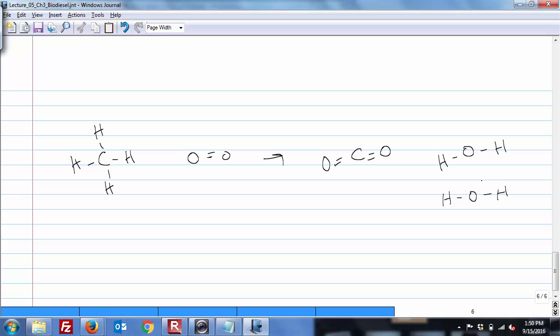How about my oxygens? Well, now I've got 4 oxygens on the right, but only 2 on the left. So I got to add another oxygen. So this is a complete combustion of methane. And we were able to do that very simply, very easily in like a minute and a half.